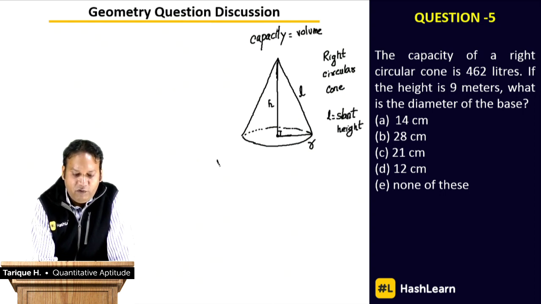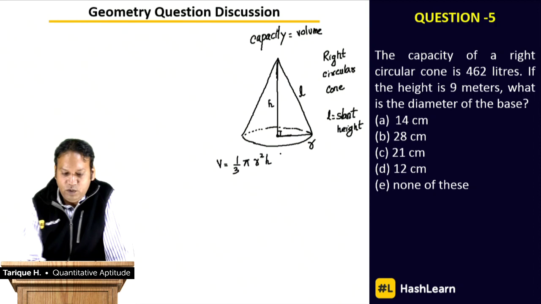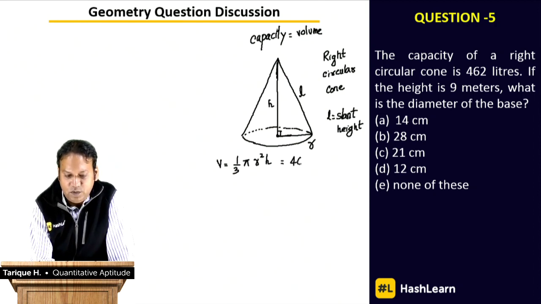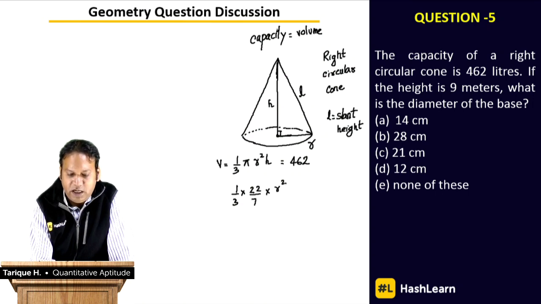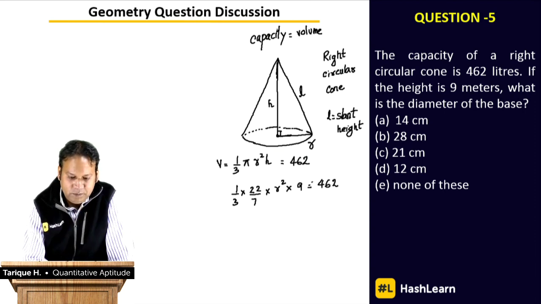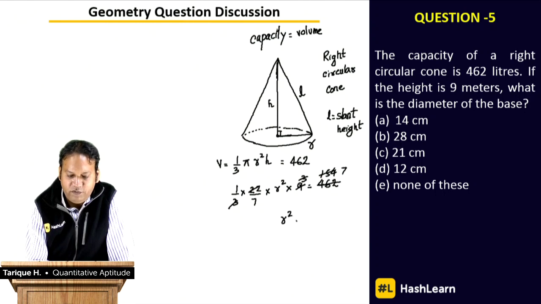This question is based on volume, and the formula for volume of a cone is 1 by 3 pi r square h. It's given to us as 462. So let's put the values here: 1 by 3 times pi, taken as 22 by 7, times r square. We don't know what r is, so let it be r square, and h is 9, so that's 462. Let's cancel: 3 will cancel 9 three times, and 3 will cancel 462 154 times. 22 will cancel 154 seven times, and so we get r square equal to 49, or r equal to 7. So the radius is 7.